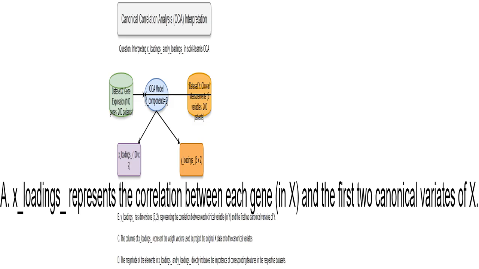This statement is true. Remember, canonical variates are new variables created as combinations of the original genes. The X_loadings_ give us the weights showing how much each original gene contributes to each of these new canonical variates. Stronger weights mean a stronger correlation.